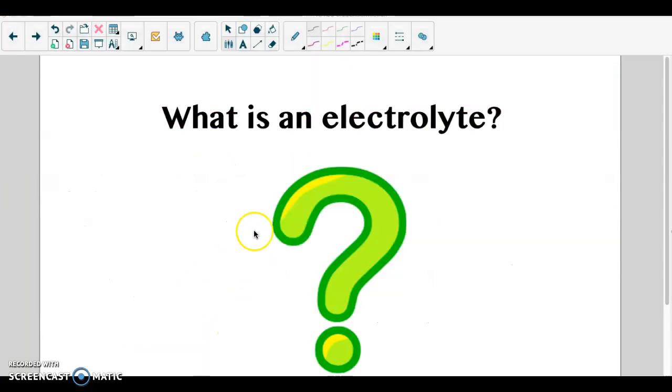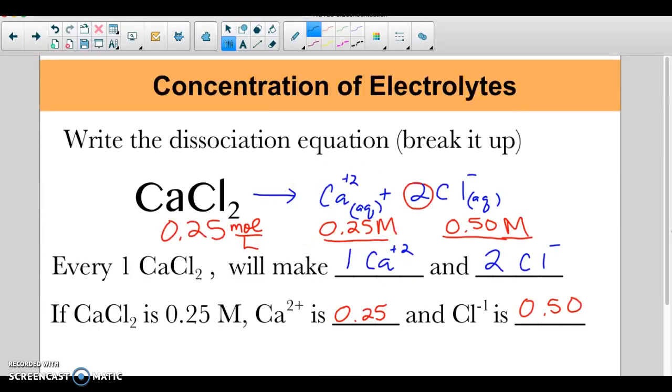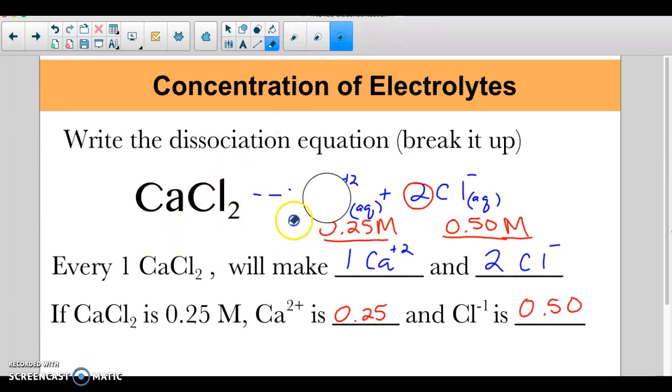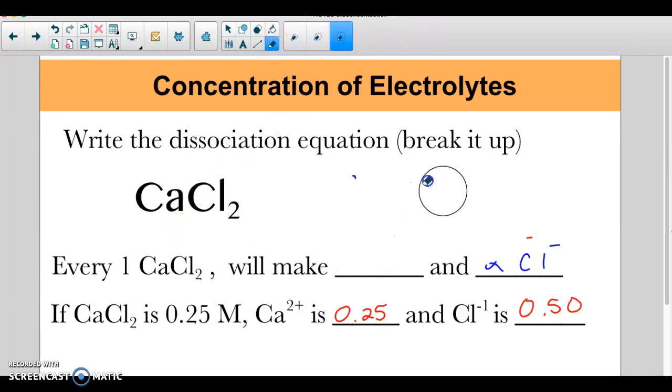So we're going to talk about electrolytes. This is from 6.1 a little bit. An electrolyte is something that will conduct electricity if I put one of those conductivity meters in it. The reason that it does is because it makes ions that are positive and negative, and the negatives and positives travel between the electrodes.